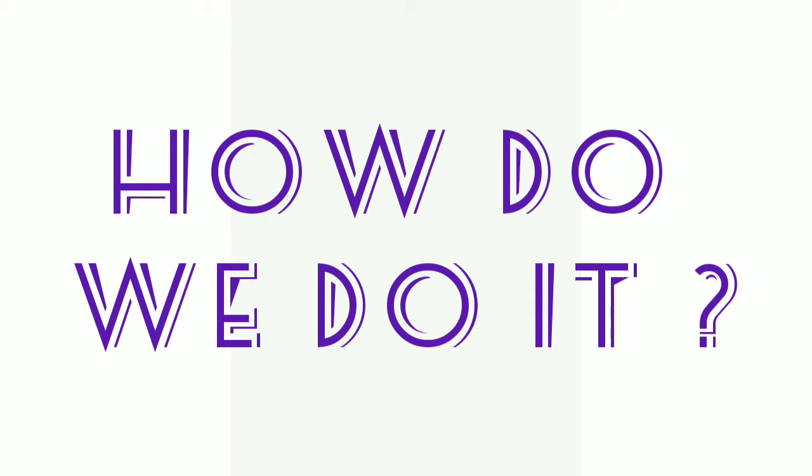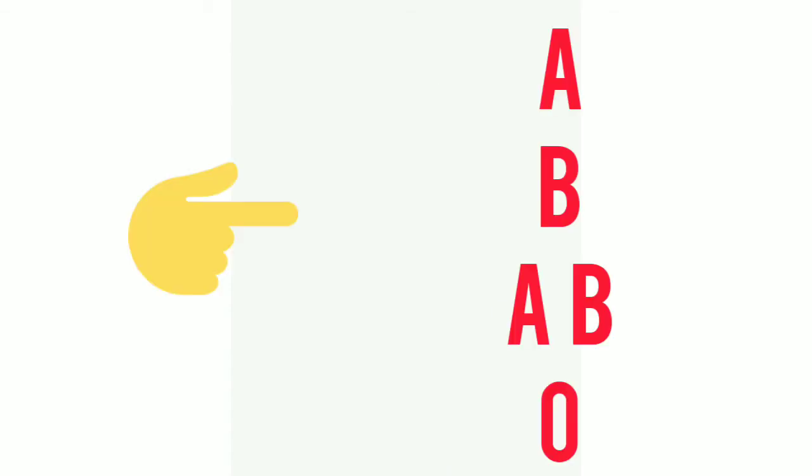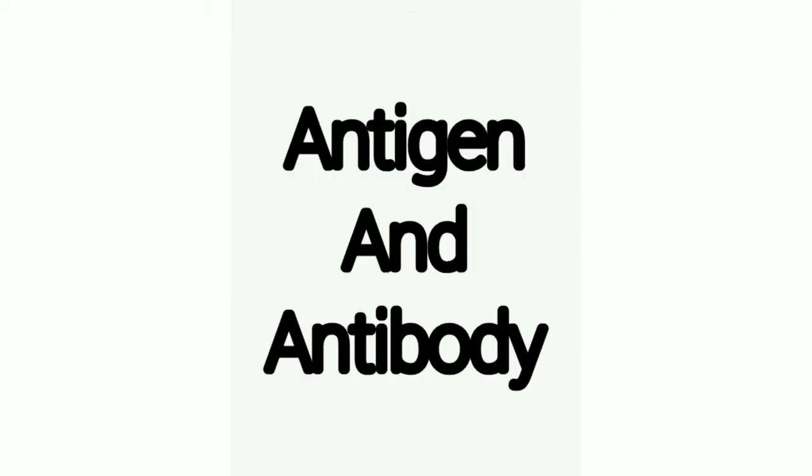This is done by two types. First is the ABO system, and the second is the RH system, which is also known as rhesus. You'll get to know why. The ABO blood group system consists of four types of blood: A, B, AB, and O. I'm sure you're familiar with it. It is caused due to the presence of antigens and antibodies on the RBCs and in the plasma.